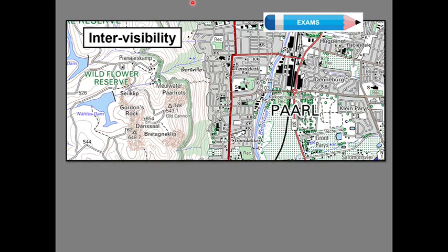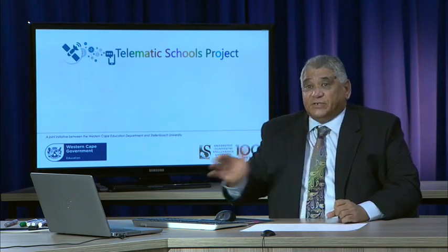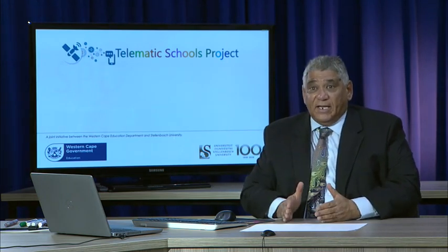So let's have a look. Here we've got the school. Here we've got Paarl Rock. And the question is, is it visible from the school? Now when you do intervisibility, it's very important that you must know heights. You cannot do intervisibility without knowing the heights of features between where you stand and the thing that you would like to see. You must know the heights.